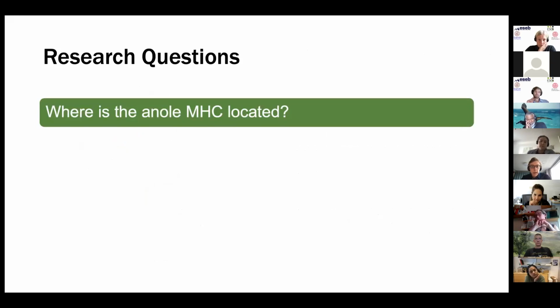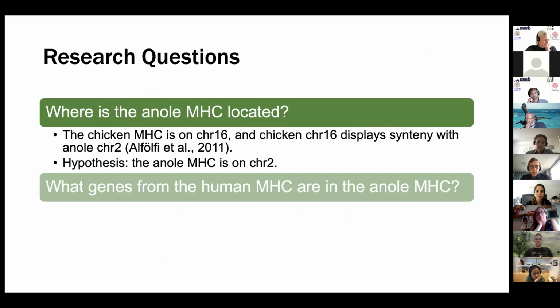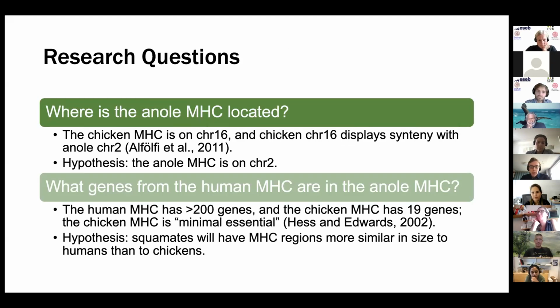First, where is it? We saw the chicken MHC is on chromosome 16, and the paper was saying that chicken chromosome 16 displayed synteny with anole chromosome 2. So we hypothesized that the anole MHC would be on chromosome 2. And we also wondered if we could use a lot of the information that people have found in mammals and birds and apply that to the anole MHC. So looking at what genes from the human and chicken MHC are in the anole MHC. And in terms of size, the human MHC has more than 200 genes and the chicken MHC has 19, which is minimal essential. So we hypothesized that squamates would probably be more similar in size to humans than to chickens.